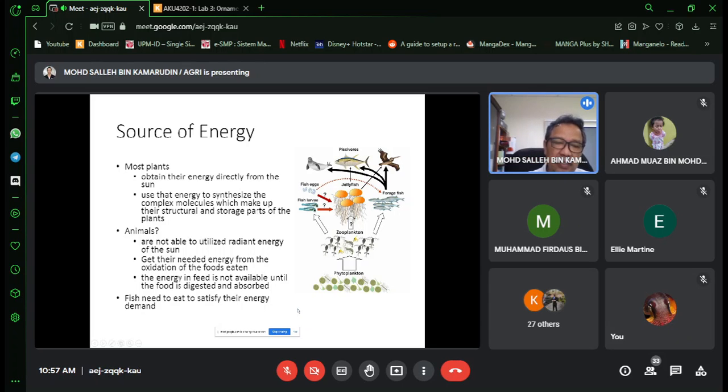And fish need energy to satisfy. Dia makan biasanya to satisfy dia energy demand. Tak macam manusia. Manusia ni dia eat kadang-kadang keperluan kepada nafsu dia. Keperluan nafsu dia bukan dengan keperluan tenaganya.